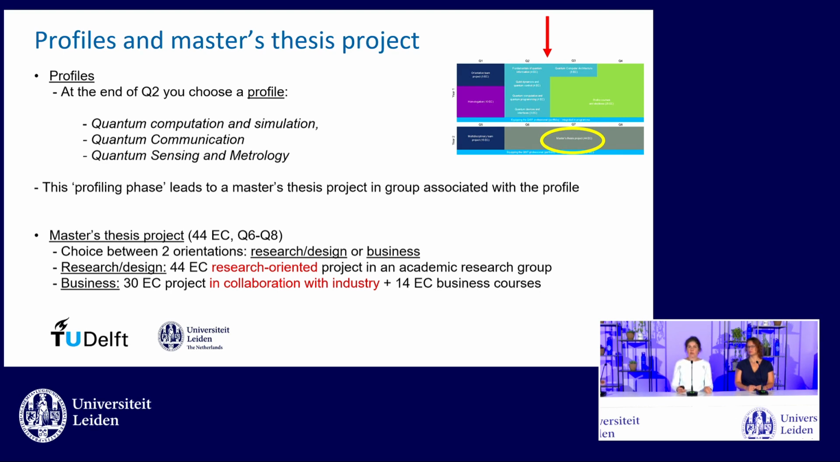So the master thesis project in the 2nd year is large, takes up 3 quarters of the year, Q6 to Q8. And there again, you can not only choose which application you want to work on, so that's more content related, but you can also choose which nature your master thesis should have. And there's a choice of 2 there. You could do a research or design-oriented master thesis project.